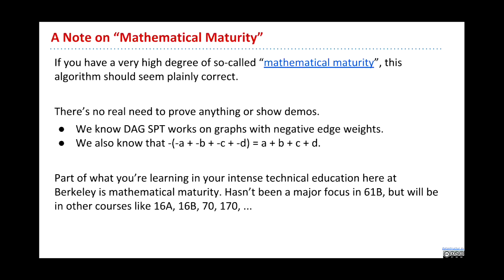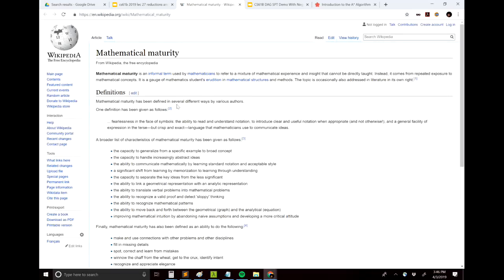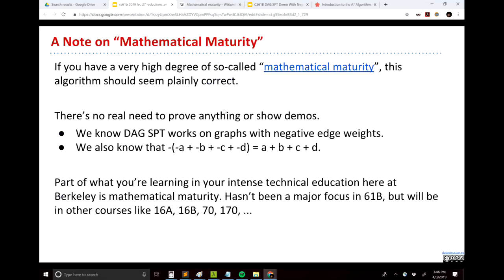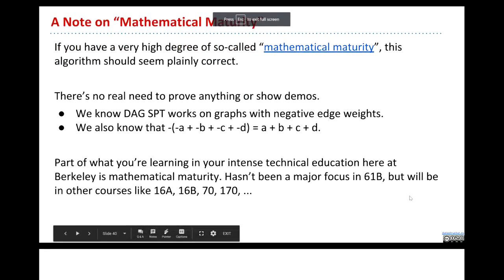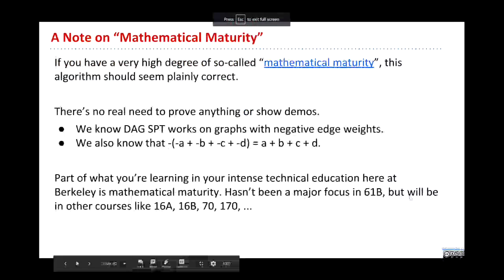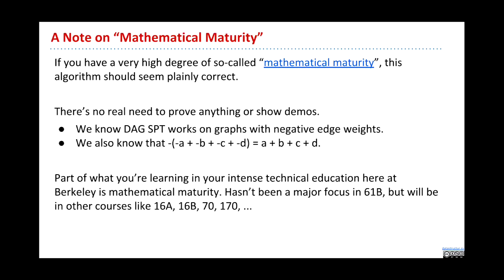One of the things I should mention is this mathematical maturity. I'm going to click on this link. I didn't know there was a Wikipedia article about this until yesterday. It's really nice. It's an informal term used by mathematicians to refer to a mixture of mathematical experience and insight that cannot be directly taught. Instead, it comes from repeated exposure to mathematical concepts, and it gives you the capacity to handle increasingly abstract ideas. So if you have a math Olympiad background, then perhaps this just seems like, okay, I know this thing. It feels like things I've seen before.